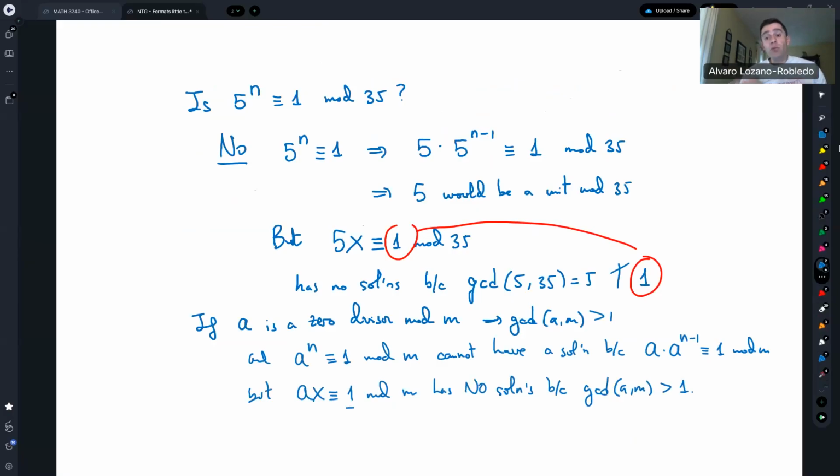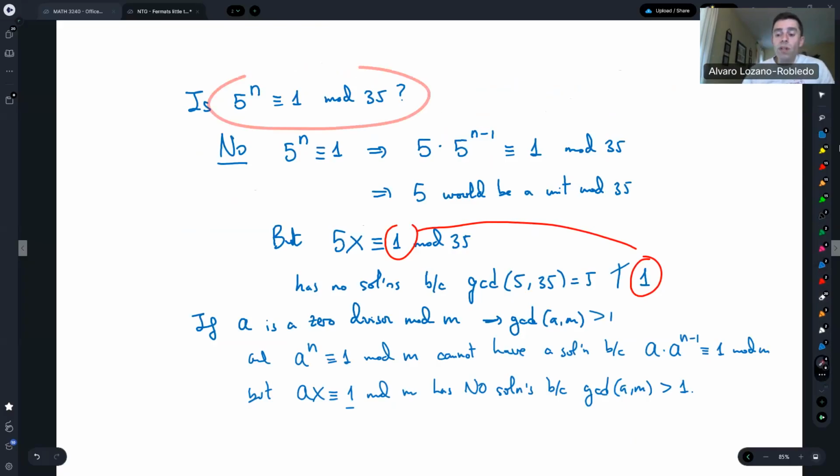So that's why in the tables we saw at the beginning, you never have some power of a zero divisor coming back to 1. Only the units come back to 1. And all the units go back to 1, at least in the prime case, by Fermat's little theorem. In the next section, what we're going to see is what happens with something like this. What can we say in general about powers of a congruence class in the composite case? That's what Euler's theorem is about, and we will talk about that in the next section. Until then.